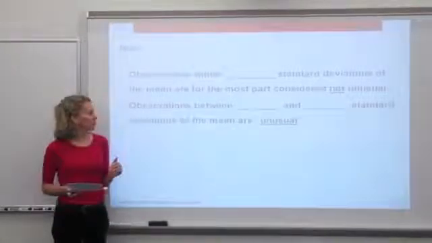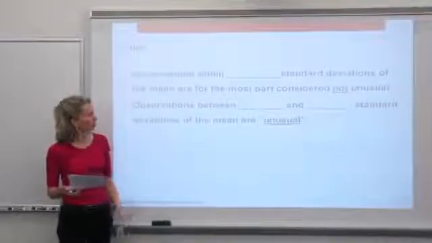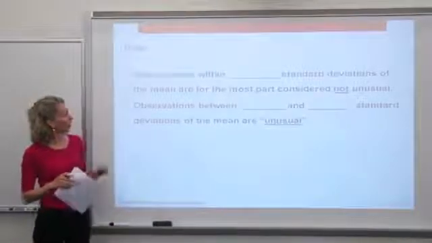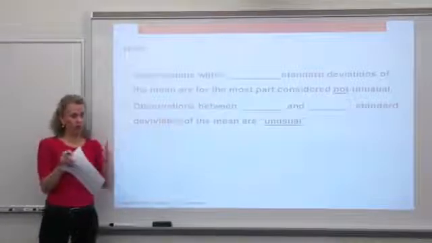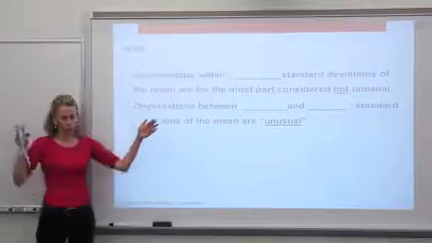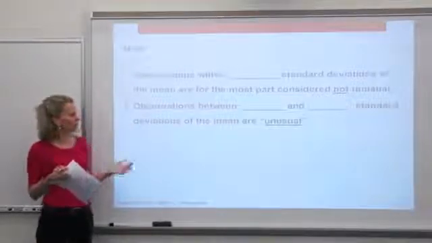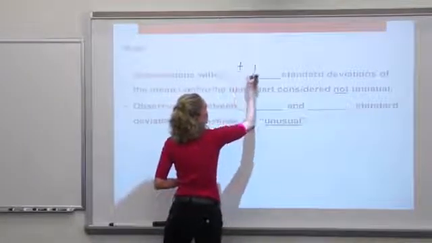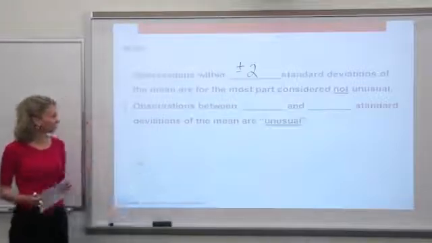Okay, so we saw different z-scores. Let's talk about some z-scores that are common, some z-scores that you won't see as often. If you have observations that are within 2 standard deviations of the mean, either 2 standard deviations above the mean or 2 standard deviations below the mean, those observations are not considered unusual. So any observations that are plus or minus 2 standard deviations from the mean are not unusual.